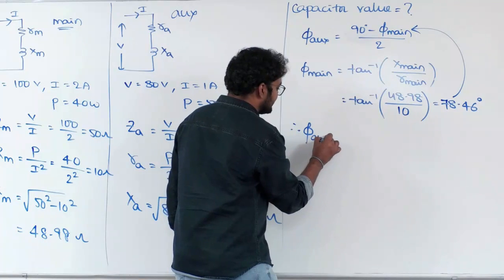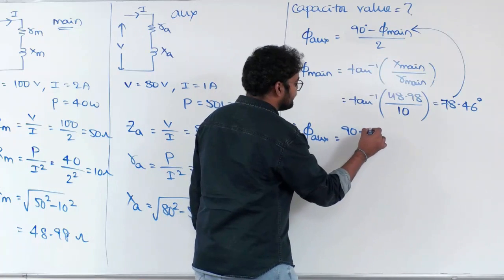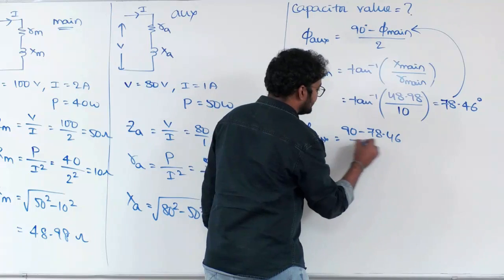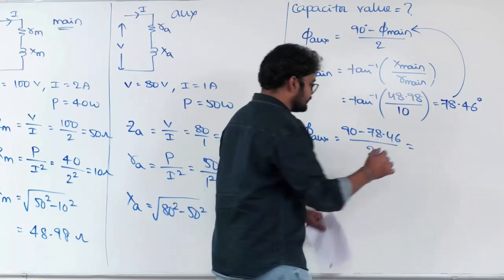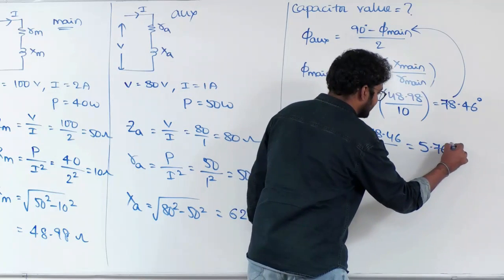Now this phi main you have to substitute here. Therefore phi auxiliary will be equal to 90 minus phi main by 2. This will give you phi auxiliary. Let me tell you, this becomes 5.76 degrees.